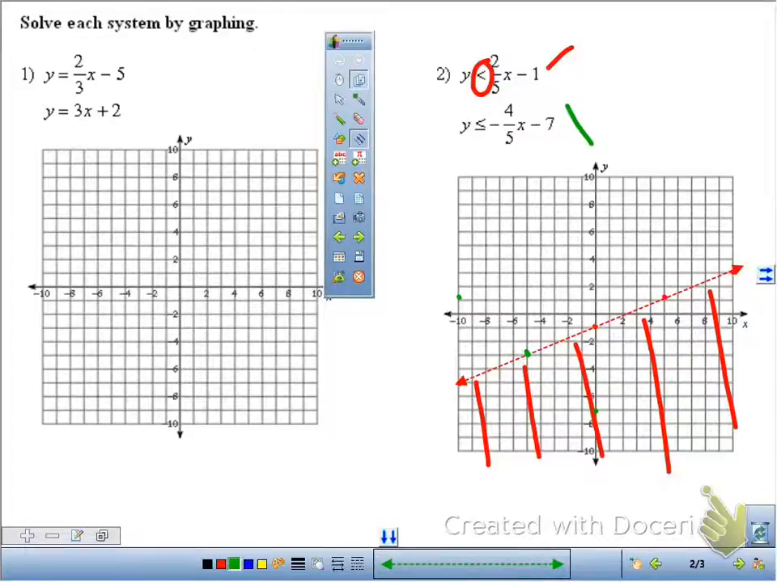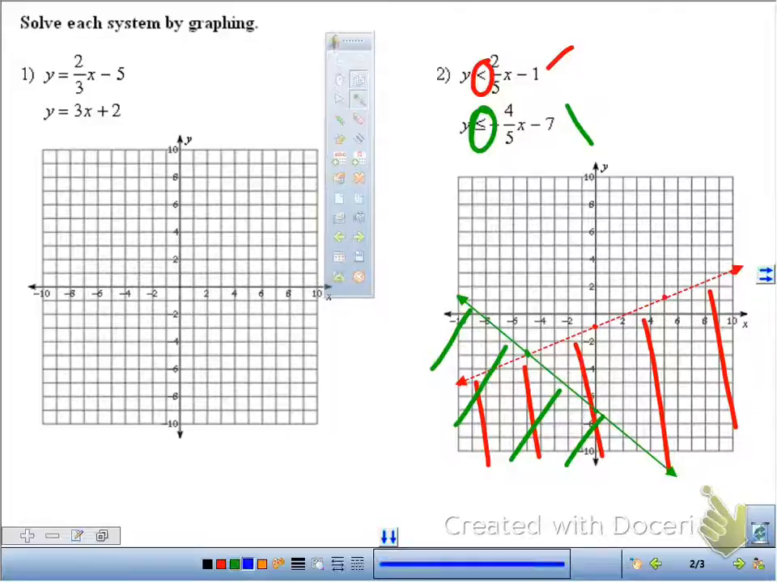My line on this one, since it has the or equal to part, is going to be a solid line. Okay? And this one also is a less than symbol, so this one's also shaded below. So below the green line would be here, which means the overlap of those shadings is in this blue area that I'm coloring in. It's below the green line and below the red line. Okay? So you got to make sure that your shading is right. You don't need to name the point on those types of problems. All right.